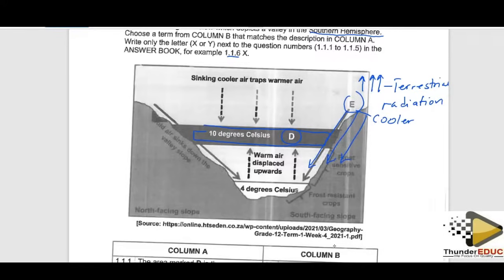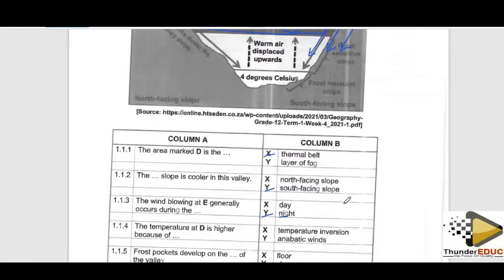So it means that terrestrial radiation is more during the night time. So whenever we have terrestrial radiation, it means the air becomes cold and starts to subside or to descend. So that is why we say for our question 1.1.3, the wind at E will occur during the night time.